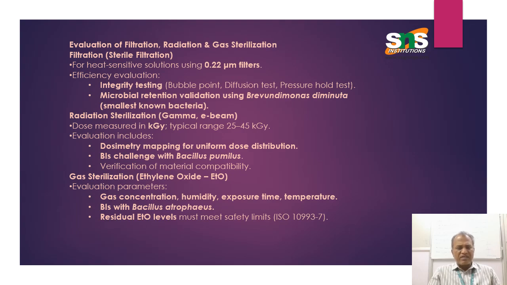Next, gas sterilization. Here the example is ethylene oxide. So what are the evaluation parameters? Gas concentration, humidity, exposure time and temperature. These are the unique parameters that come under the evaluation of the efficiency of gas sterilization systems. Here the biological indicator is the same Bacillus atrophaeus. Next, residual ethylene oxide level. It must meet safety limits as per the ISO requirements.